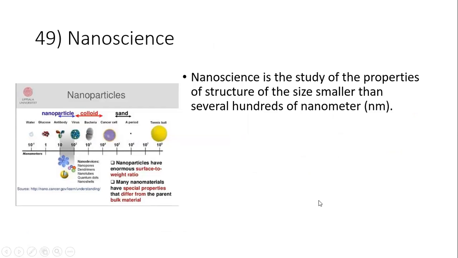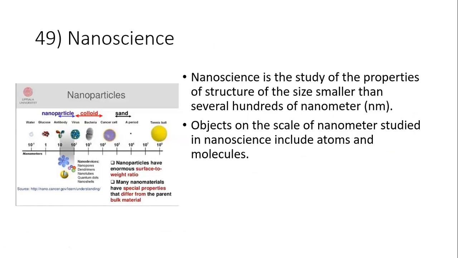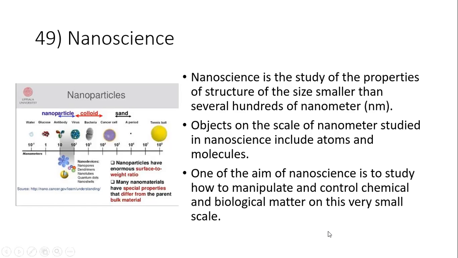Nanoscience is the study of properties of structures of size smaller than several hundred nanometers. It's about nanometers, 100 nanometers. Objects on the scale of nanometers studied in nanoscience include atoms and molecules. One of the aims of nanoscience is to study how to manipulate and control chemical and biological matter on a small scale. Right? The advantage of nanoparticles is their enormous surface to weight ratio.